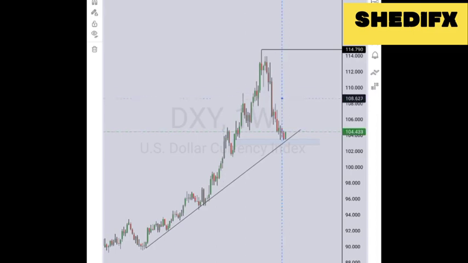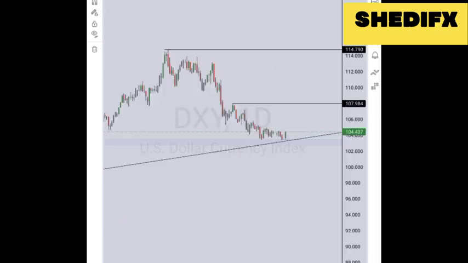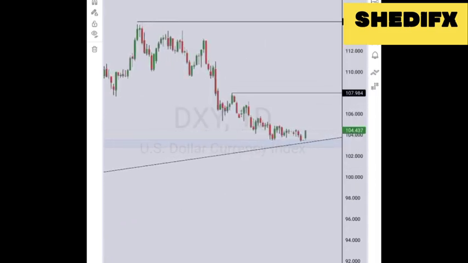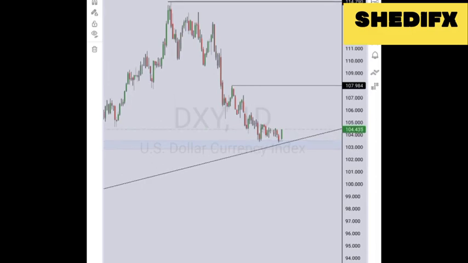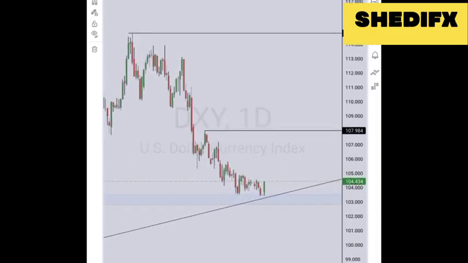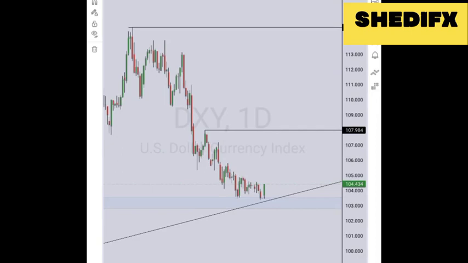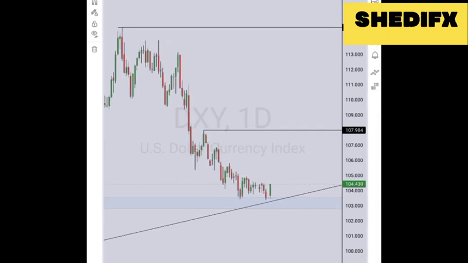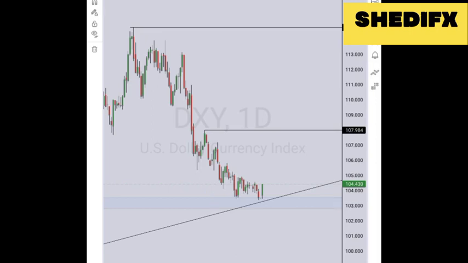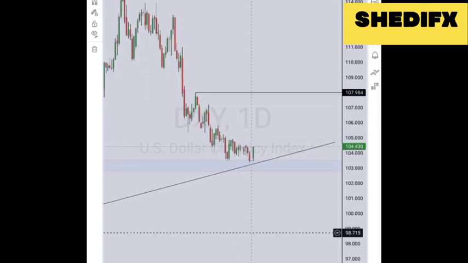So I'm going to be highlighting the areas where I'll be targeting first. I have that area there, so I will be targeting this area, 107, and then if we break through, then we go to the next. So let's go to our daily time frame. On the daily time frame, you will notice the market tested that demand zone which we have here, and then we are rejecting already. Today is the 3rd of January, and we are rejecting.